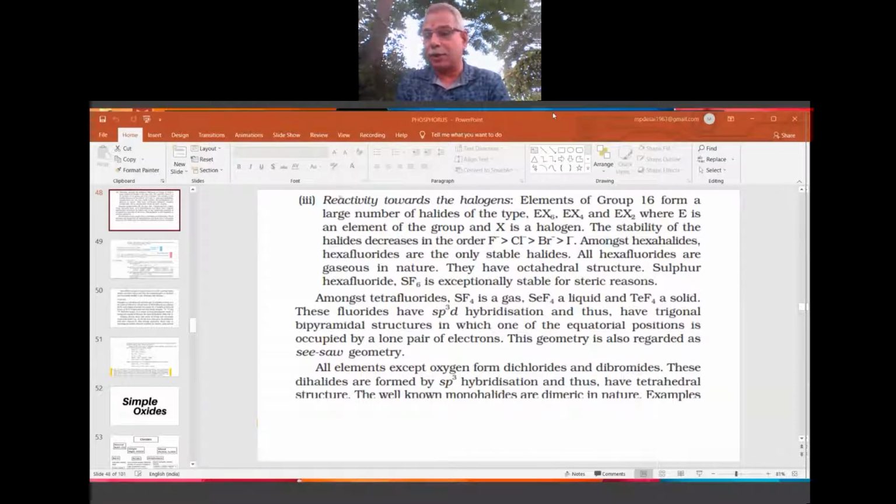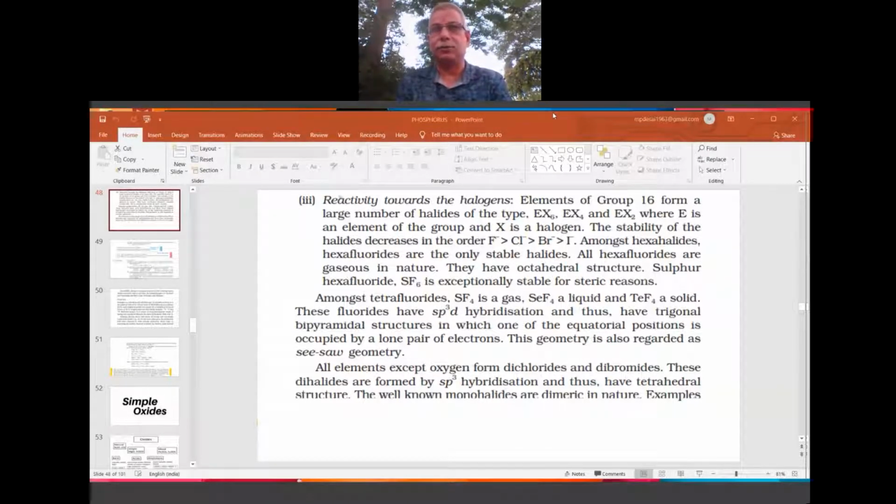Today we will start one more small topic of the P block, 16th group. I think this was our topic of discussion, where reactivity towards the halogens gives the respective halides. So halides of the type EX6, EX4 and EX2 and so on, but the most stable halides are from the +4 and +6 oxidation states.